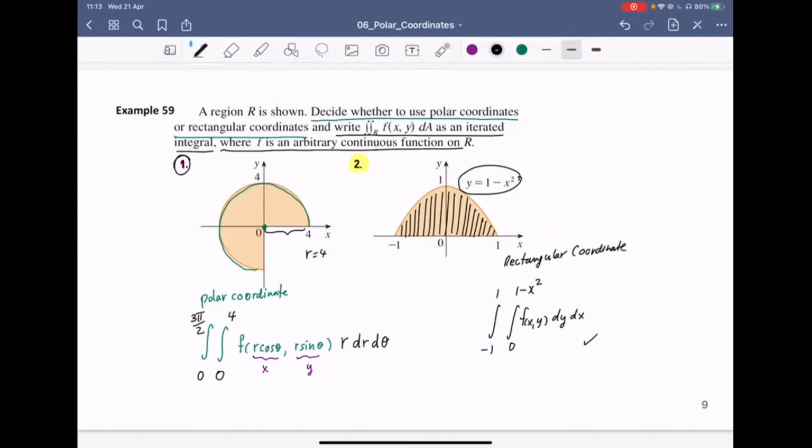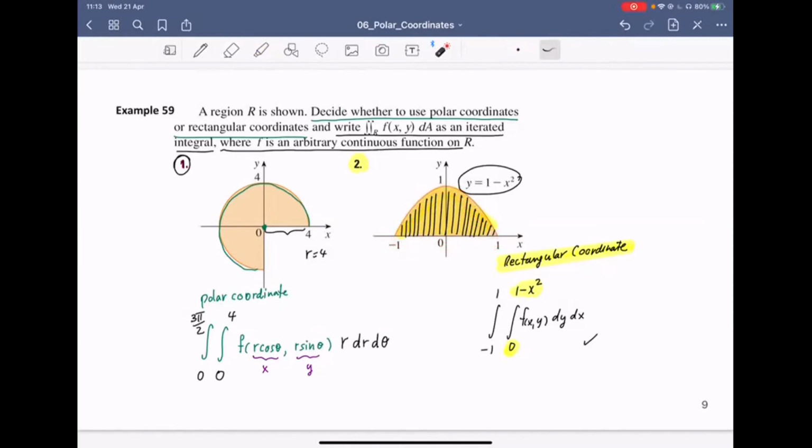Does it make sense? When you look at the question, don't jump to polar coordinates immediately. Look at the picture first. If it is easier to do rectangular coordinates, you just keep it rectangular. Like region number 2, it is not necessary to do polar coordinates, because if you do rectangular coordinates, you can solve it by just drawing a vertical line. So that means y from 0 to 1 minus x squared, where y equal to 0 is this line, y equal to 1 minus x squared is this line, and x from negative 1 to 1.